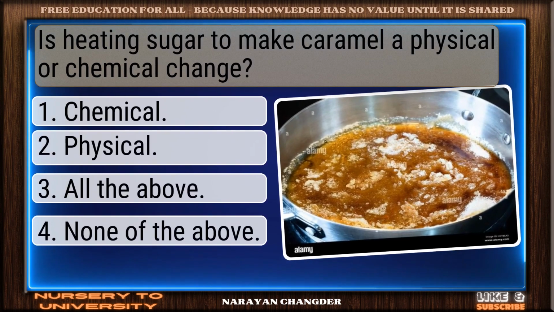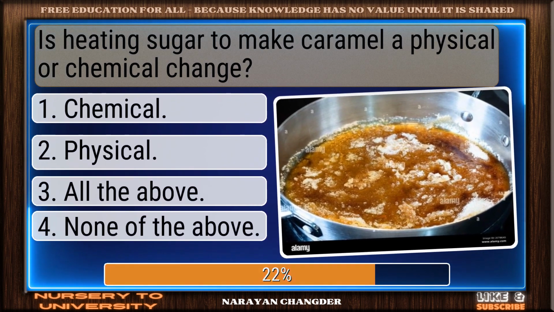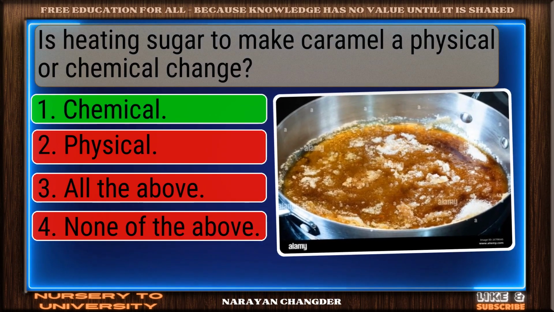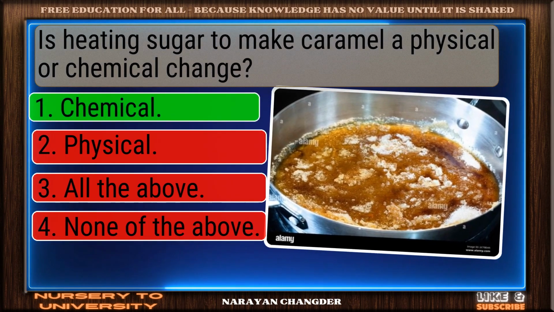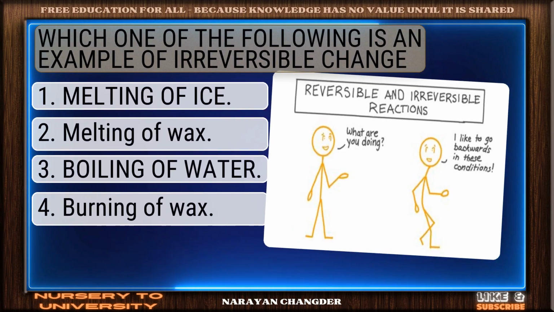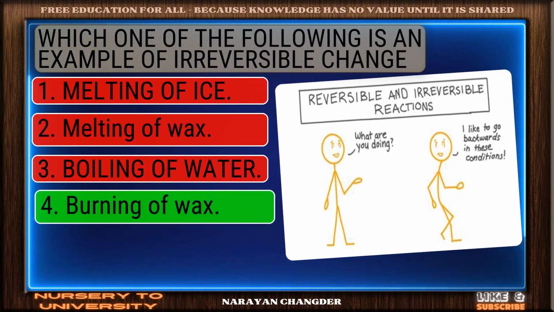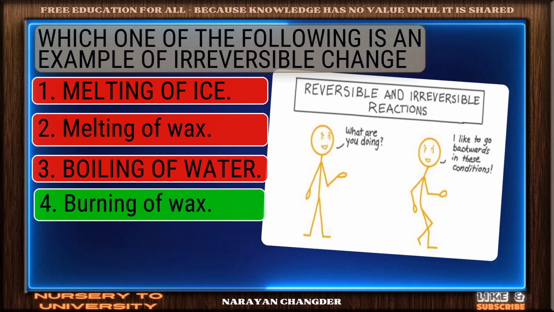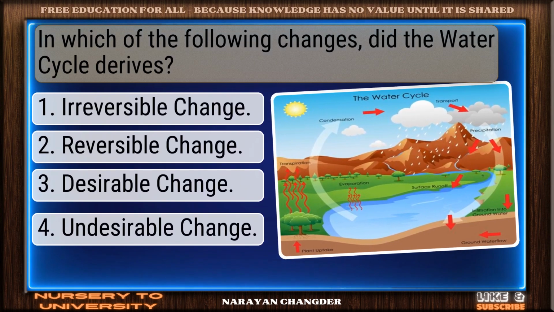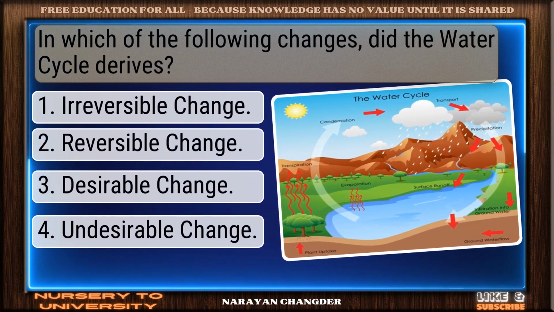Is heating sugar to make caramel a physical or chemical change? Excellent. Chemical is a brilliant choice. Which one of the following is an example of irreversible change? Good job. Your answer, burning of wax, works well here. In which of the following changes does the water cycle derive?